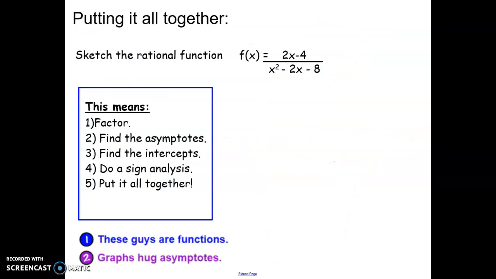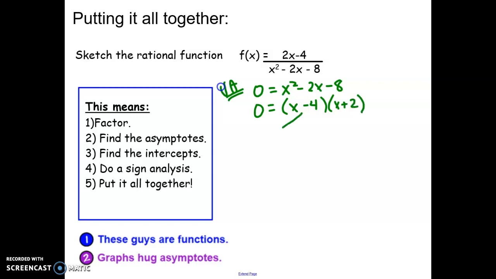So let's try another example here. We are going to sketch the graph. Again, to sketch the graph, you need your asymptotes and your intercepts. Let's find those first. So to find your vertical asymptote, we set the denominator equal to 0. So 0 equals x squared minus 2x minus 8. And when I factor that, I get x minus 4 and x plus 2. Which gives me x equals 4 for one of my vertical asymptotes, and x equals -2 for the other vertical asymptote. So again, factor it, and you'd find your vertical asymptote values. There's two of them because the denominator is squared.